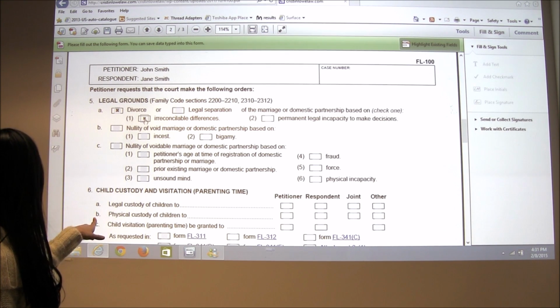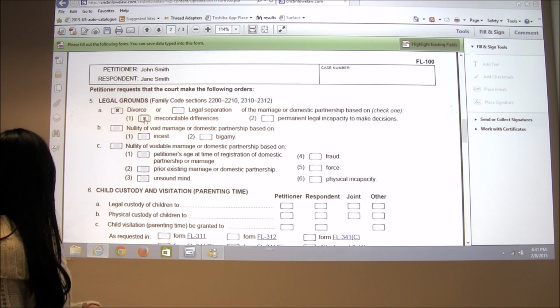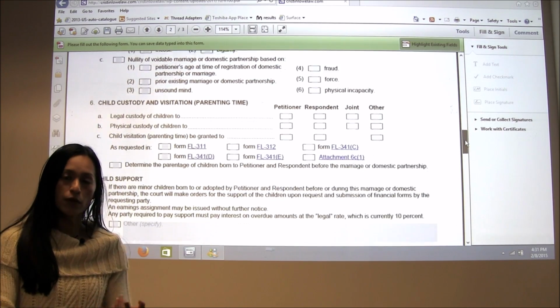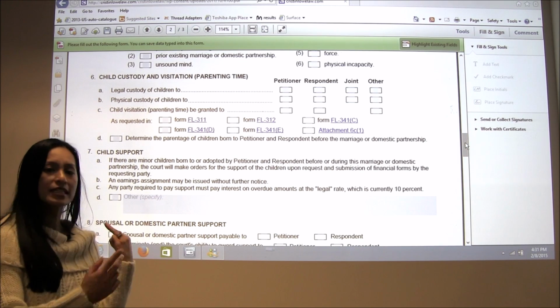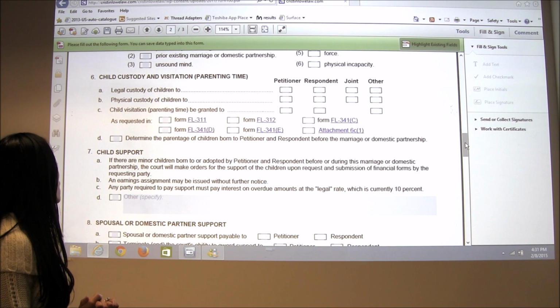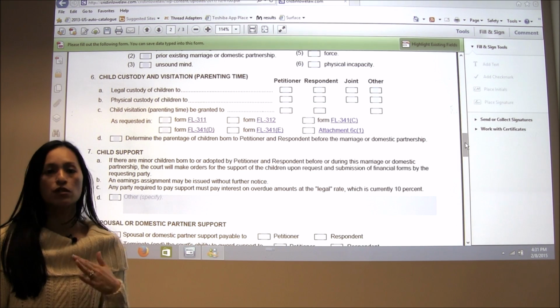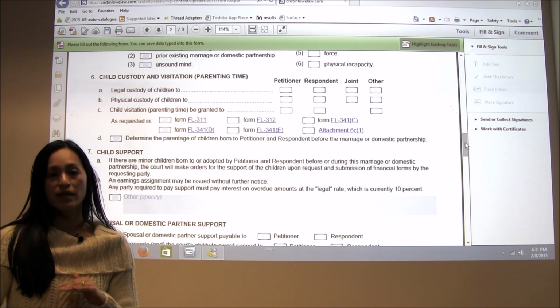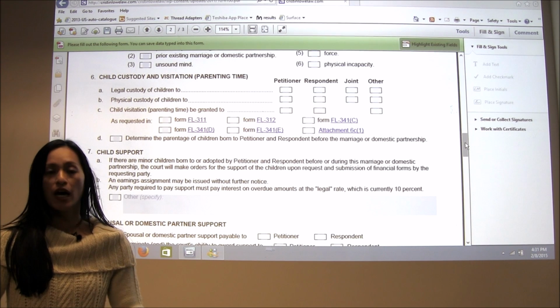All right, so we are going to go down now to number 6, child custody and visitation, which is one of those issues that covers dissolution of domestic partnership, legal separation, and divorce, anytime there's a child of the relationship or of adoption. All right, so the first thing we have to answer is the question of legal custody. So what is legal custody? Legal custody deals with the big ticket items. Who gets to make the decisions about the children's lives?